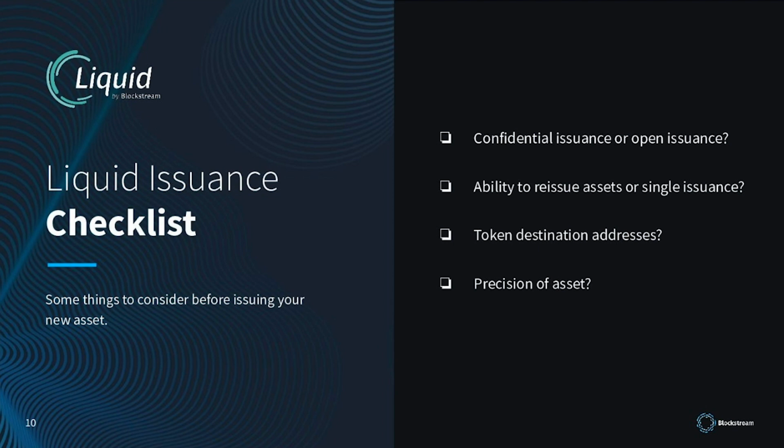All right, so before you get started and before you do anything, technically, it's really important to design your system and design your asset to meet the requirements that you actually have. So we really have four conditions that we care about. Do we want the issuance itself to be confidential, or do we want it to be open? Do we want the ability to reissue assets in the future, or do we only want a single issuance? Where are the assets and reissuance tokens going to go? And what is the precision of the asset? So I'm going to jump into these one by one.